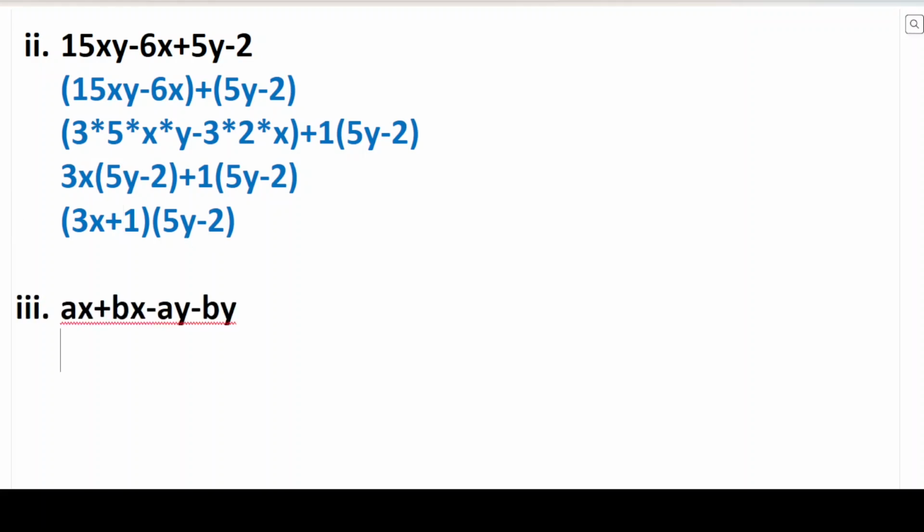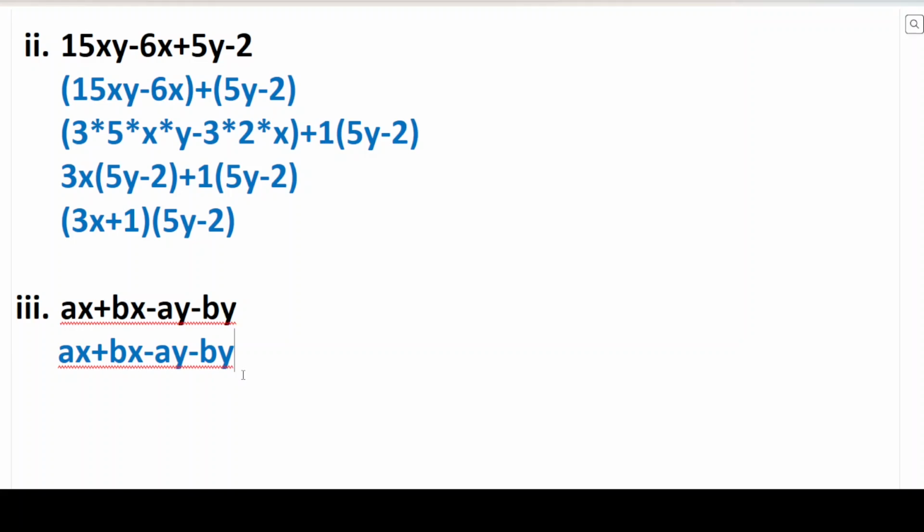So next problem, ax plus bx minus ay minus by. What do we have to do? First we have to group the terms. We group ax plus bx as one group, and minus ay minus by is one more group.